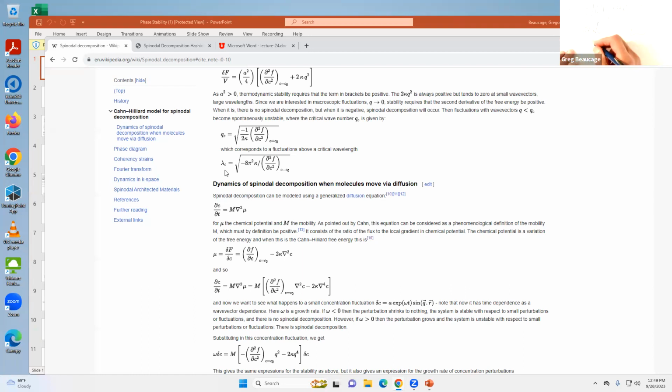You solve for QC and you get the answer, which gives you the first step. The size scale that you're talking about is going to be 2 pi over the QC, which is going to be the square root of negative 8 pi kappa over d squared f dc squared when c equals the average composition. And this thing has to be negative because you can't get a real square root unless it's negative. That means that this is a frown. In other words, if you plot the free energy versus composition, it's a frown. That means the phase separates. That means you're in the spinodal region.